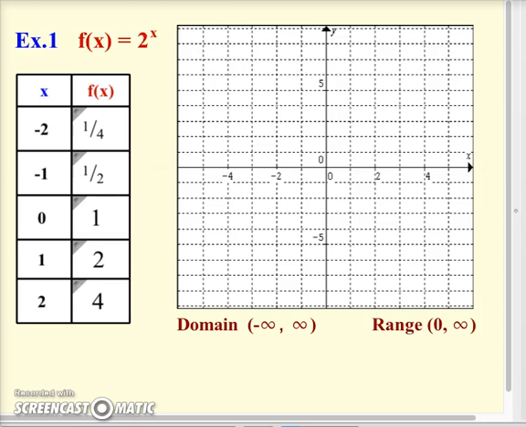Now, you really don't need 5 points. I did the negative part of this so you can get a little bit of an understanding of what happens with the graph and why it produces an asymptote. You can do just 0 and 1 as your exponents, and those two coordinates are going to be plenty.